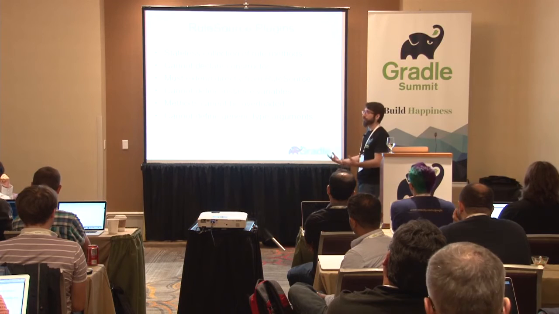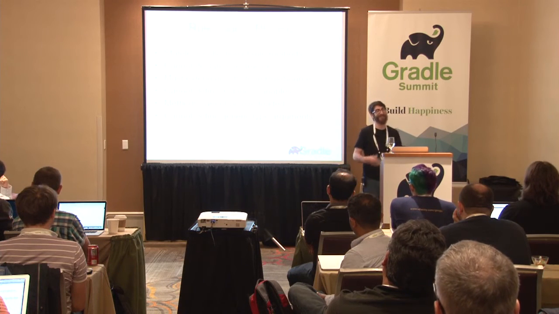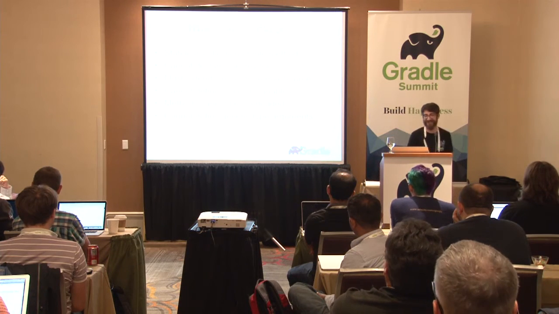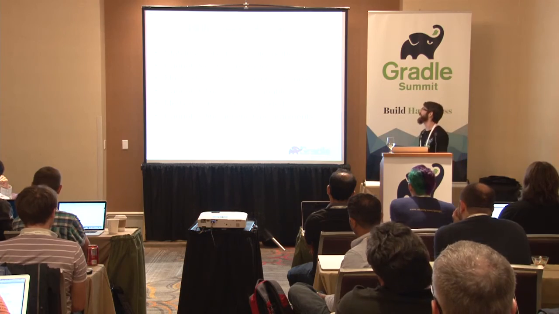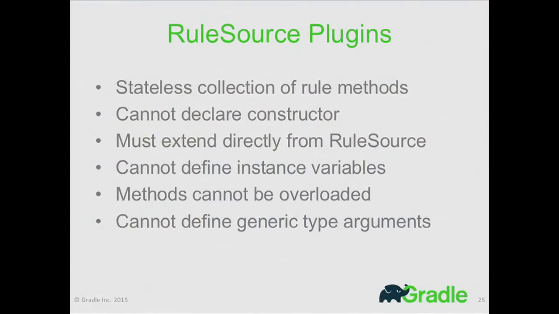So there are some rules on how you define your rules in a rule source plugin, obviously. Right? You can't just do whatever you want. A rule source is really just a stateless collection of methods. It's a completely stateless group of code. That being the case, since it's stateless and just logic, we're never going to instantiate one of these things, ever. It cannot declare a constructor.